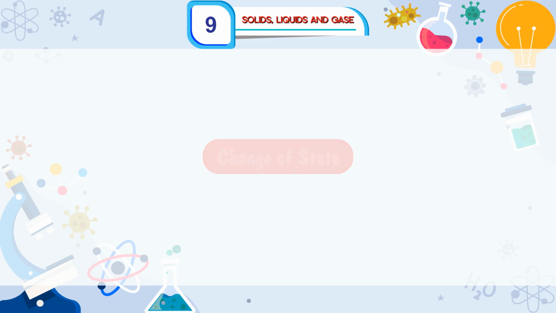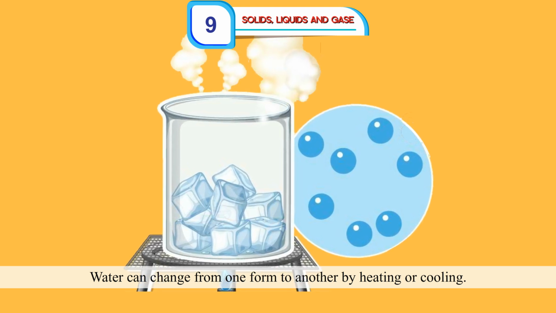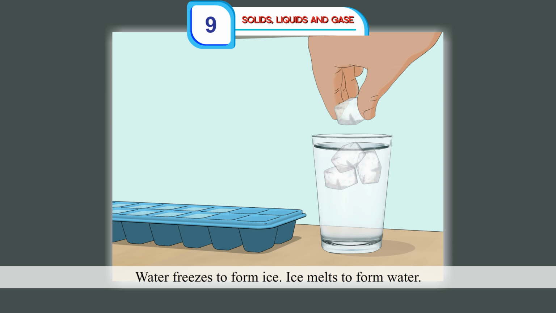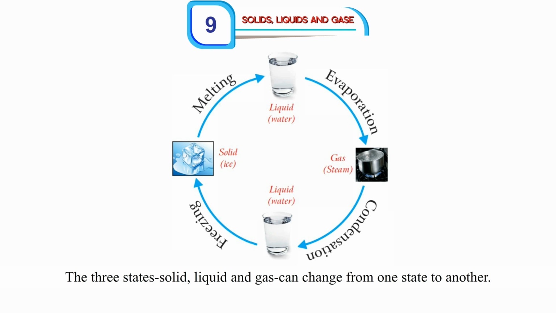Change of state. Water can change from one form to another by heating or cooling. Water freezes to form ice. Ice melts to form water. Water evaporates to form water vapor. Water vapor condenses to form water again. The three states, solid, liquid and gas, can change from one state to another.